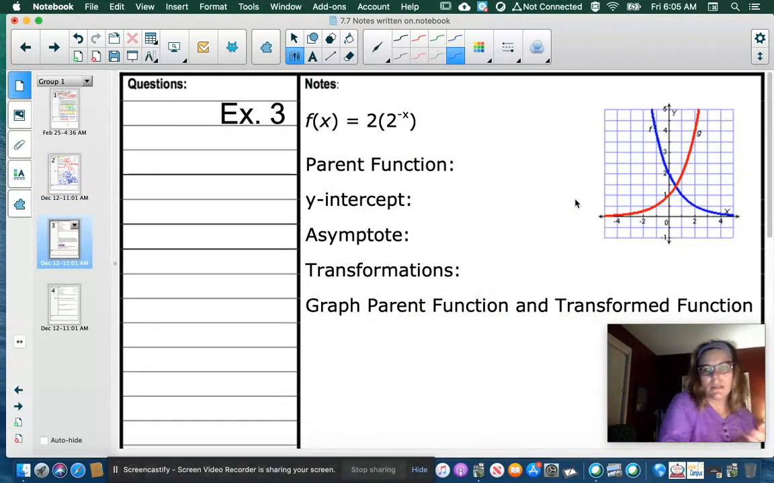All right. Example 3, I'm going to save that for class.